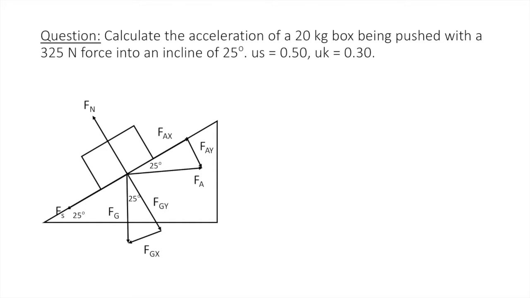The second step to solving this question is to set up a net force equation, which looks like this. Fax is pushing the box up the ramp, while Fgx and Fs are opposing it. Therefore, Fax will be positive and Fgx and Fs will be negative. Next, apply Newton's second law. We state that the net force is equal to the mass of the object multiplied by its acceleration.